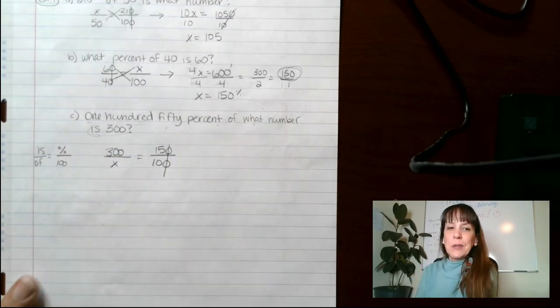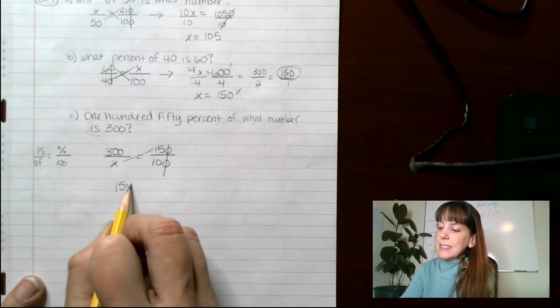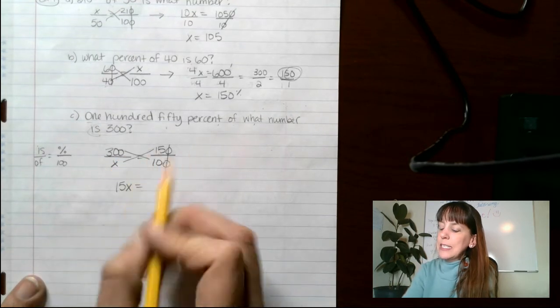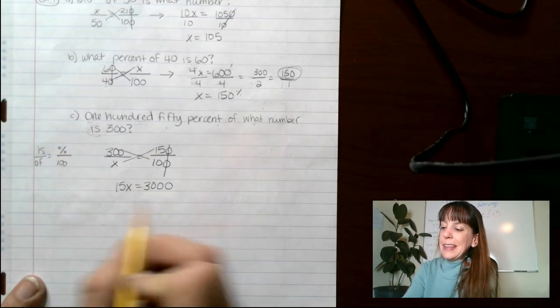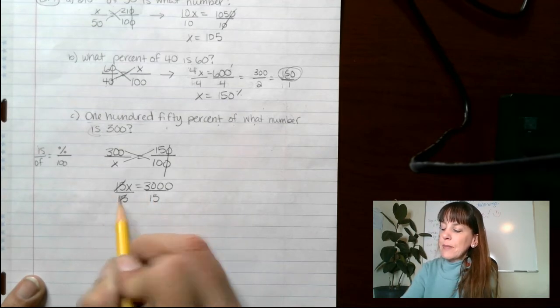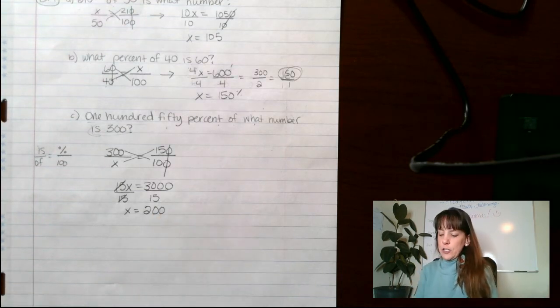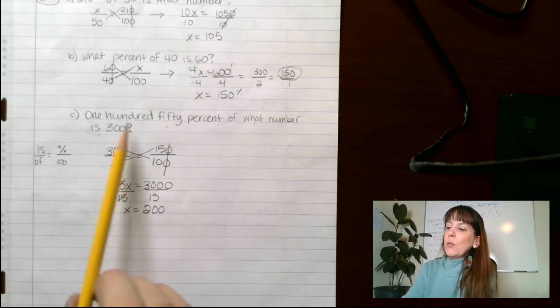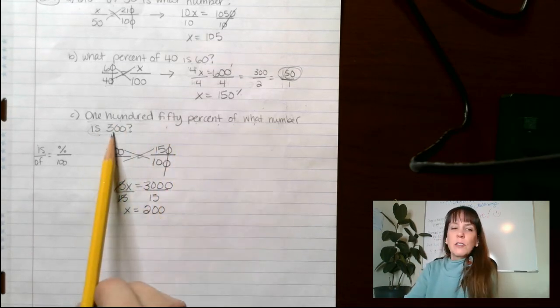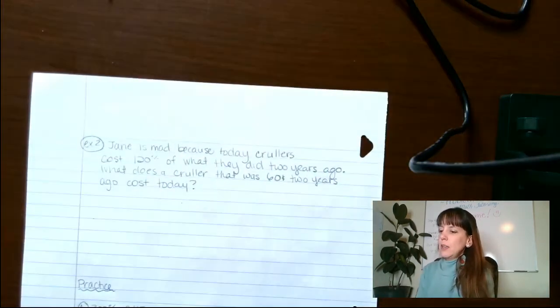Lob those zeros off. So what we have now is 15x equals 300 times 10, which gives me 3,000. Divide by 15, divide by 15. X equals 200. Just making sure. Okay, I'm second guessing myself now. So 150% of what number is 300? 200.